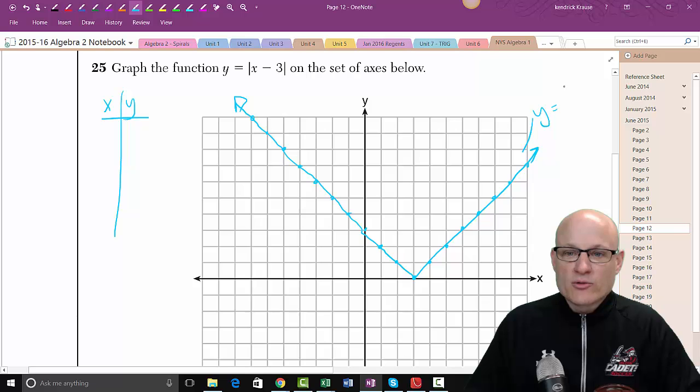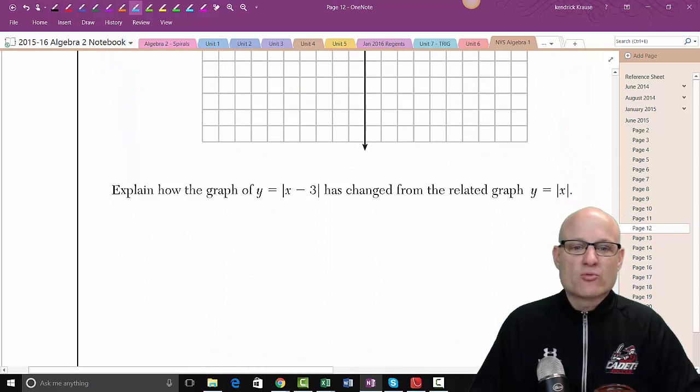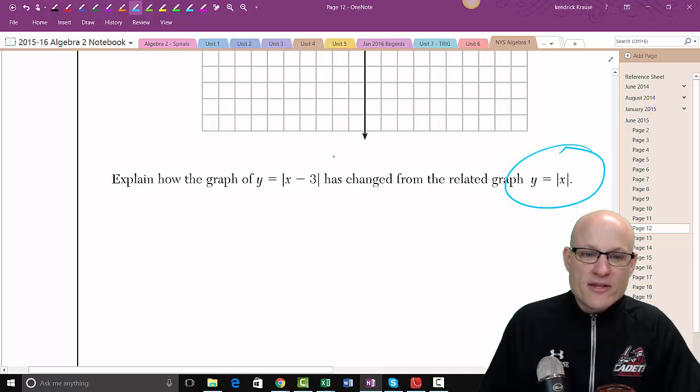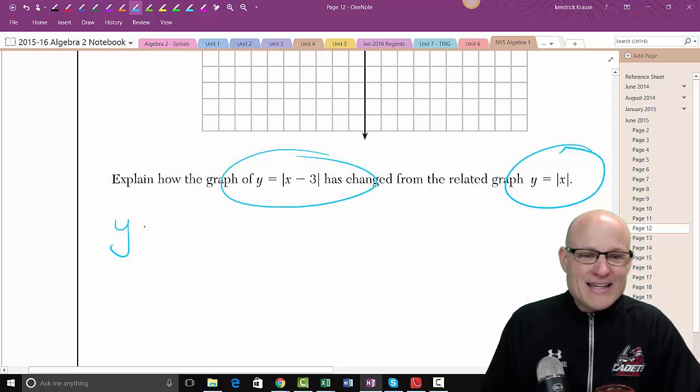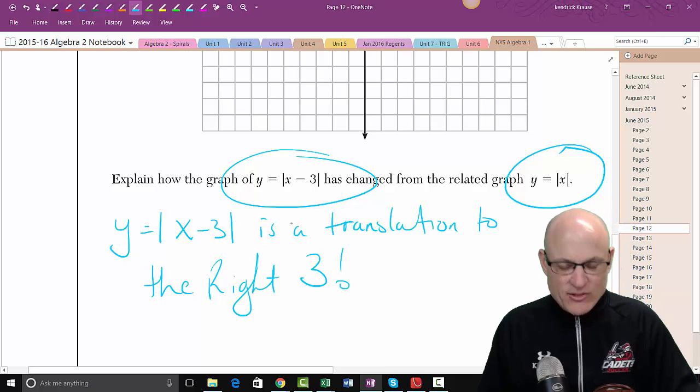That's the equation. Y equals the absolute value of X minus 3. Notice it was a shift to the right 3. Remember, when you add or subtract on the inside of the parentheses of absolute values, it moves to the right 3. Explain how the graph of this changed. So this is the normal graph, and this is a translation. So y equals absolute value of X minus 3 is a translation to the right 3. I think that's about all you have to say.